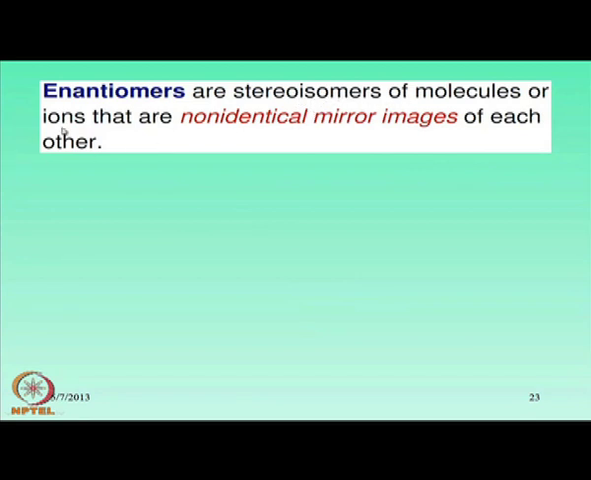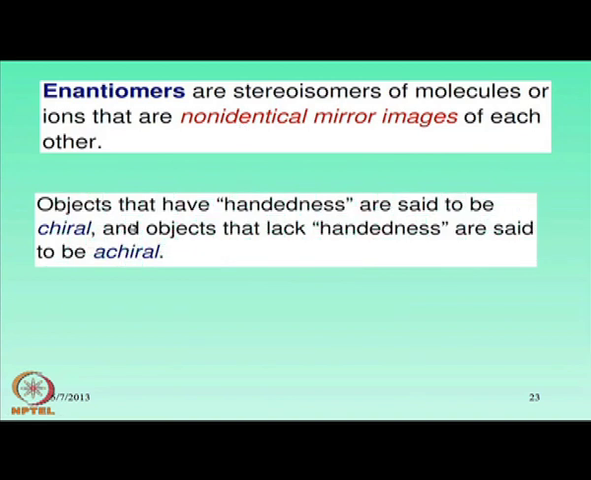and the molecule or ion itself can be a neutral molecule or can be a cationic or anionic species that are non-identical mirror images of each other. So, you can have mirror images which cannot be superimposed on the other. Therefore, we consider them as non-identical mirror images. So, mirror images are not identical.